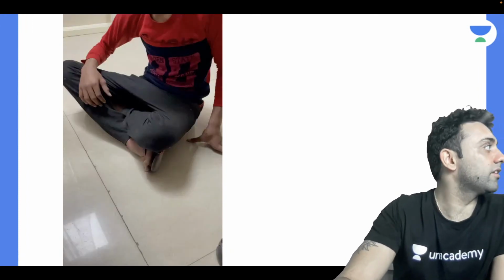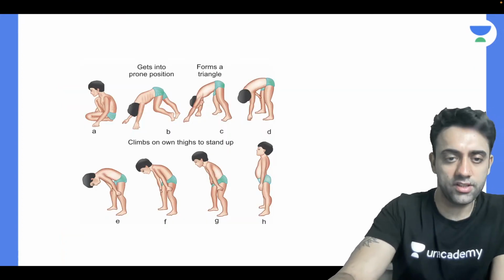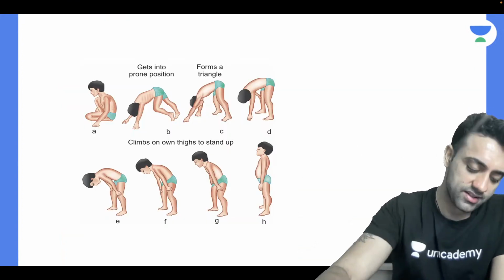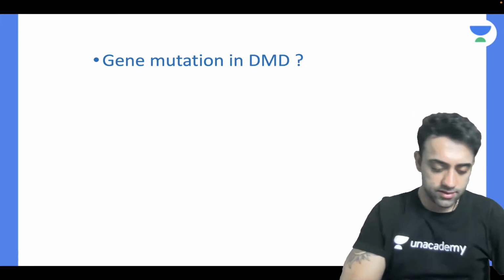Only symptomatic management. Okay, this is also Gower's sign. So this is also the same. Okay, let's move to the next question. And this is a typical Gower sign. Typical Gower sign.